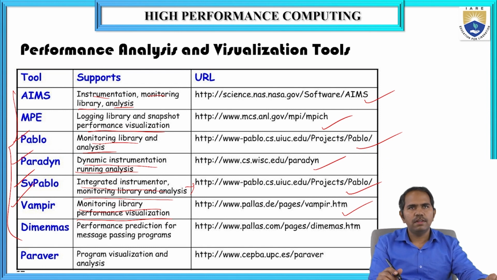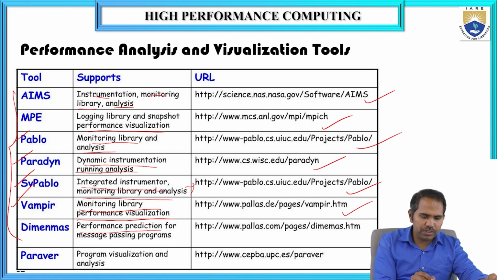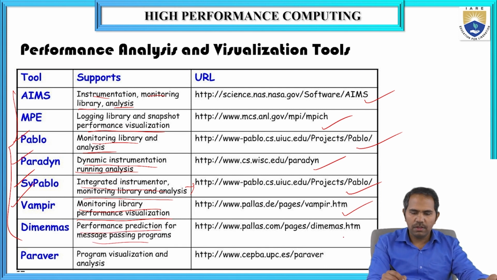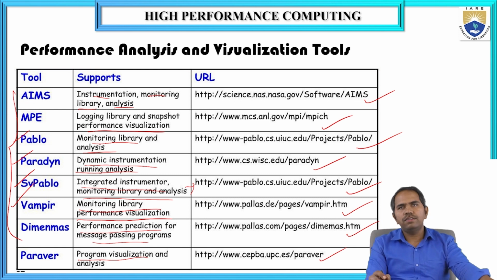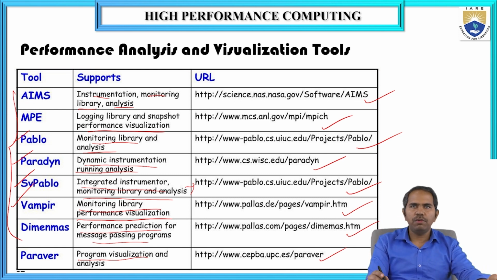Dimemas, which is supported with performance prediction for message passing paradigms, and their corresponding URL location. Paradyn, program visualization and analysis. And this is the uniform resource locator, HTTP www.cptva.upc.es paradigm. So these are all the different performance analysis tools and visualization tools.